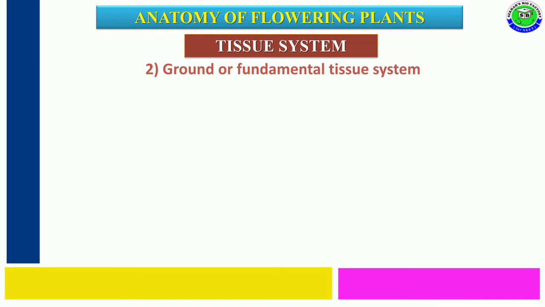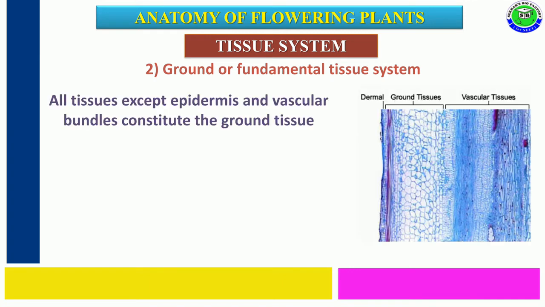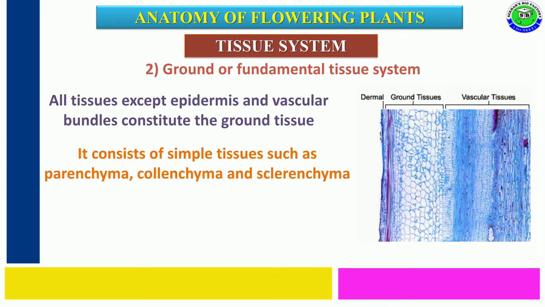The second tissue system is the ground or fundamental tissue system. In the transverse section of the plant body, except epidermis and vascular bundles, the remaining portion is called the ground tissue system. This ground tissue system consists of various simple tissues like parenchyma, collenchyma and sclerenchyma. All these cells are present in the structure of the ground tissue system.